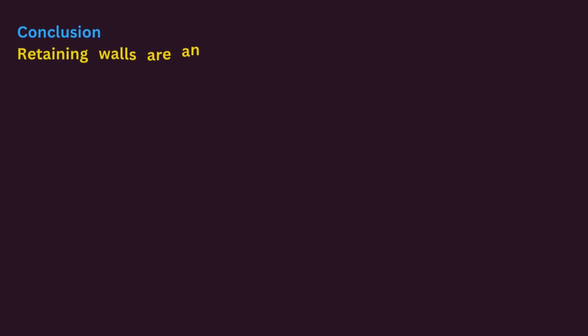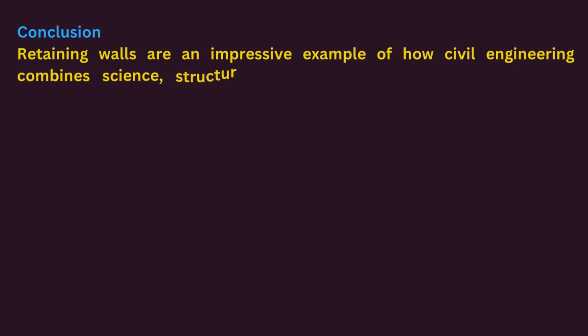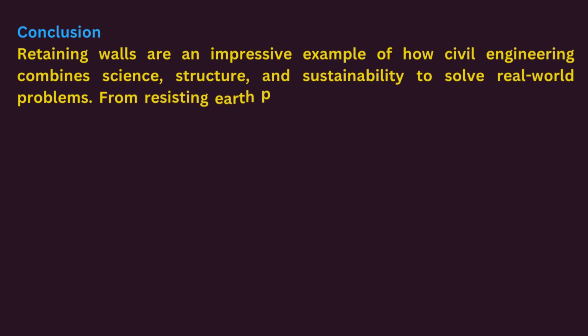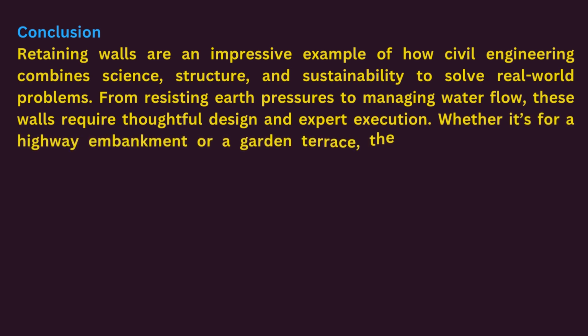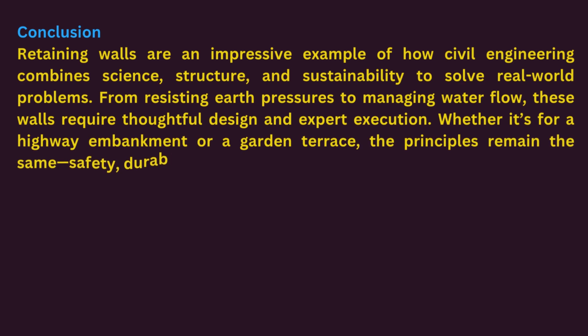Conclusion. Retaining walls are an impressive example of how civil engineering combines science, structure, and sustainability to solve real-world problems. From resisting earth pressures to managing water flow, these walls require thoughtful design and expert execution. Whether it's for a highway embankment or a garden terrace, the principles remain the same: safety, durability, and smart engineering.